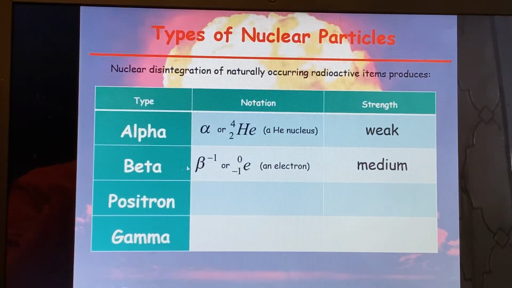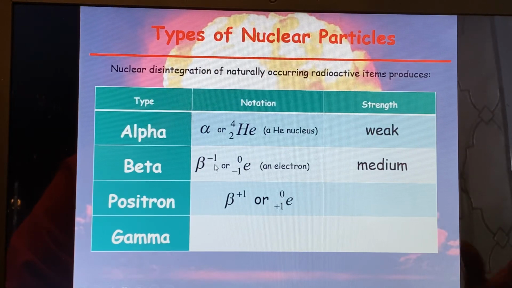But comparatively speaking, a beta particle will go through more things than an alpha particle because a beta particle is much smaller. Think of the holes in a strainer. Smaller particles get through. A positron, I know we haven't talked about these, is basically a positive electron. I'm not going to really go into how they are formed. It's from the disintegration of a neutron, but that's something for your physics or higher level chemistry, more likely physics.